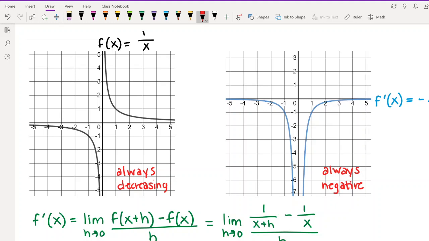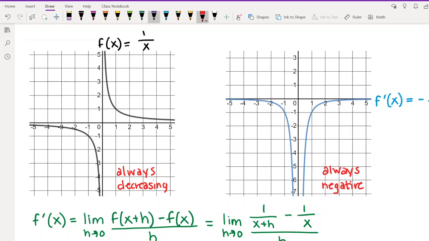The other thing I want to quickly point out, and we'll get more into this in the future, is that the original function has a vertical asymptote. That means there is no value at 0. The function is undefined at 0. And notice the derivative is also undefined at 0. The derivative also has a vertical asymptote at 0.